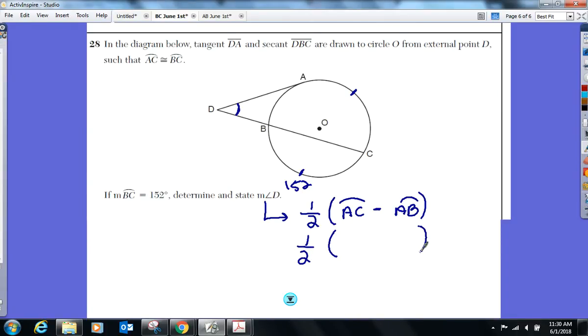All right, I need a little help here. Arc AC will be 152 minus. How do you get that? They told me the arcs were congruent in the givens. Okay. And then what about AB? I was not given that one. Subtract 208 from 152. Because arc BC is 152, which means BAC has to be 208, and you subtract 208 from 152.